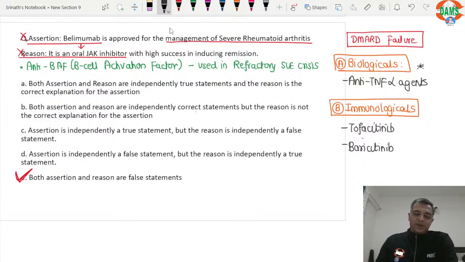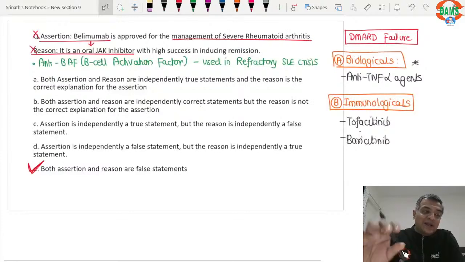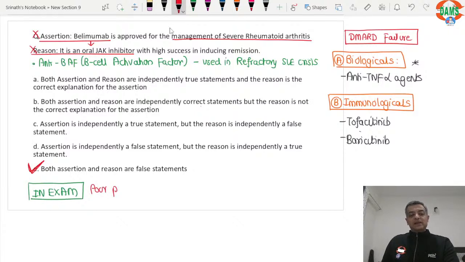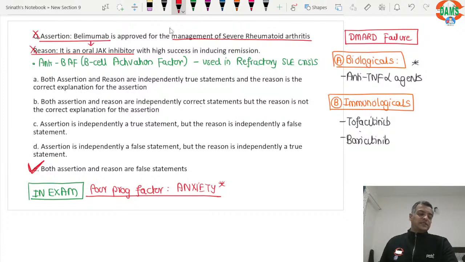Right. So Jat boy is really on fire. So right answers. I'm very happy that all of you are prepared. Remember, on the day of the exam, the single most important poor prognostic factor is anxiety. So we have to try to overcome it as much as possible.